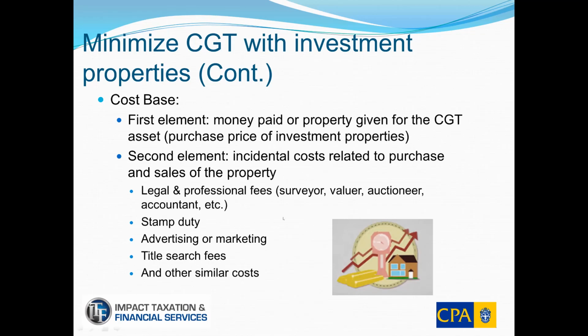So basically, they include professional fees, conveyance, solicitor, valuer, auctioneer, accountants, those costs you have paid out related to purchase and sale of the property. And stamp duty. Remember we mentioned earlier, stamp duty will be included as a part of your cost base when you calculate capital gains tax. Then advertising or marketing when you want to sell the property, and title search fees, and other similar costs. Okay, that's the second element.